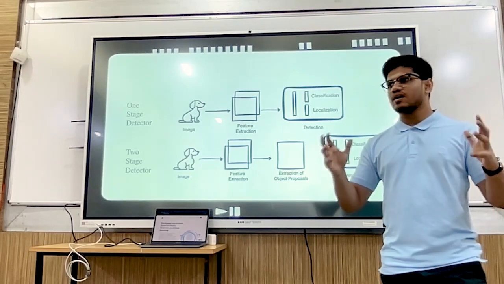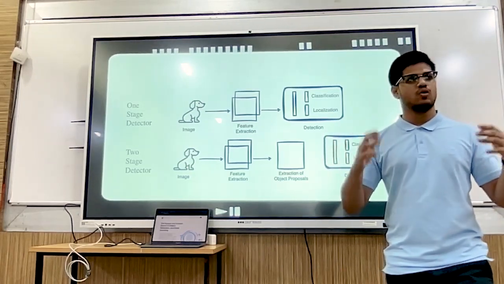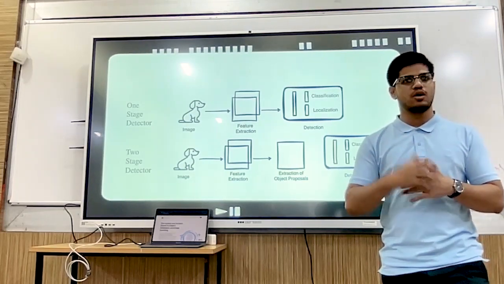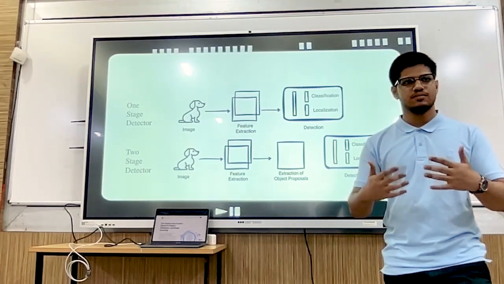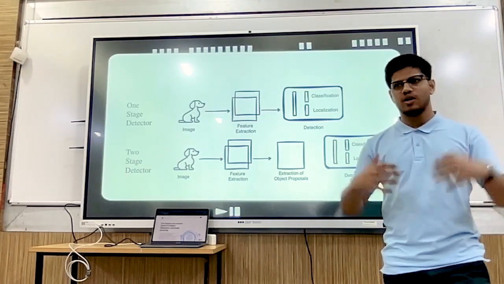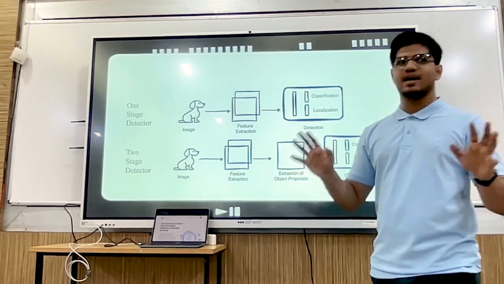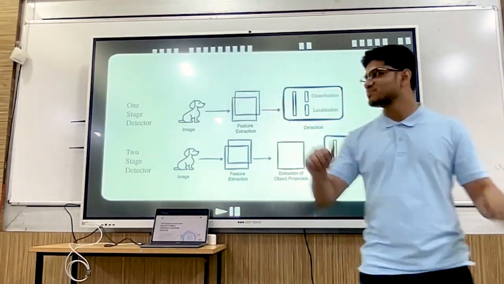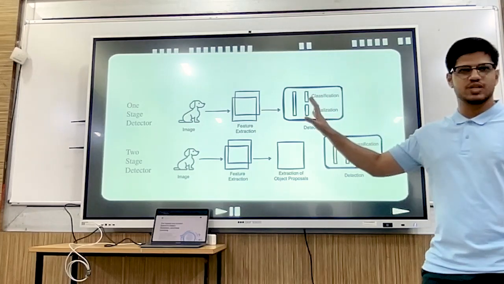Anyone? Okay, if this is getting too much, if this is not easily understandable, just tell me, treat me as your feedback mechanism. I will tone it down. Equally, if it's too easy, tell me, I'll step it up a bit. Okay? Good. So that is one-stage object detectors.